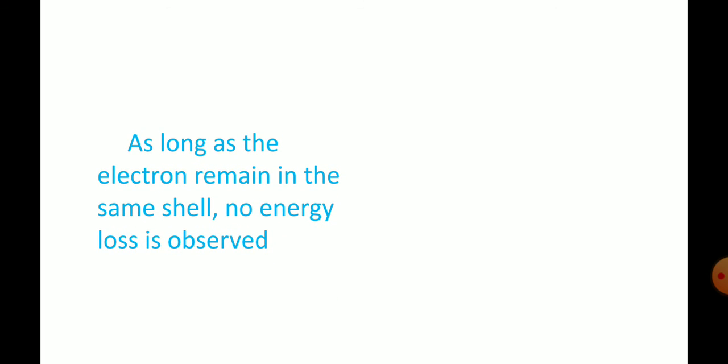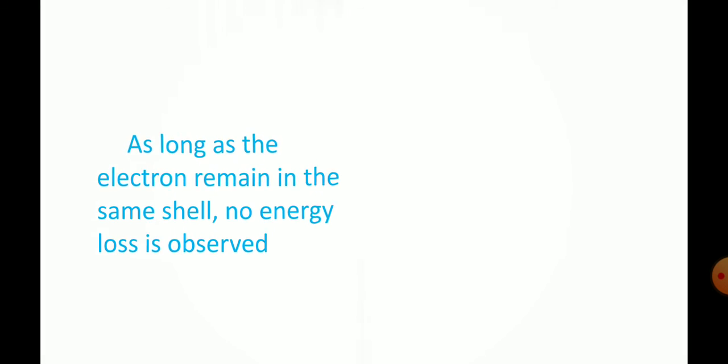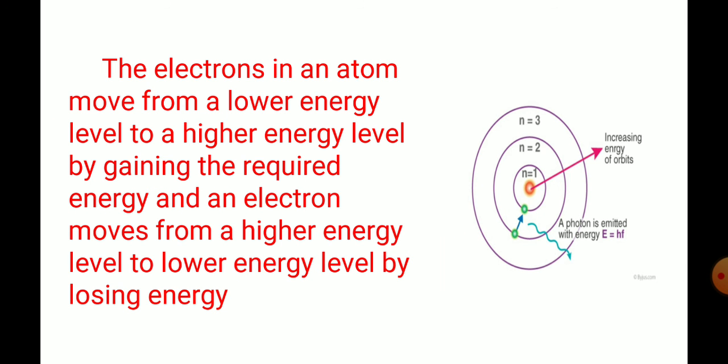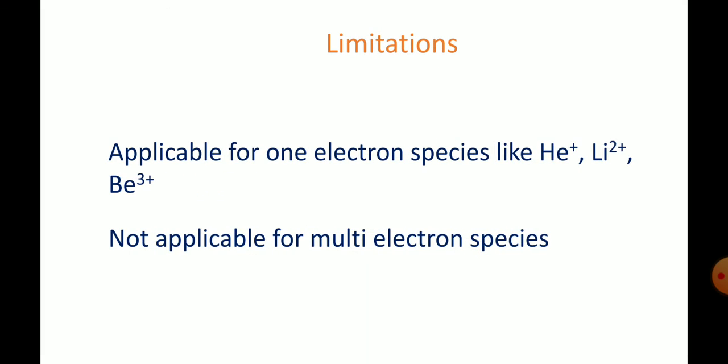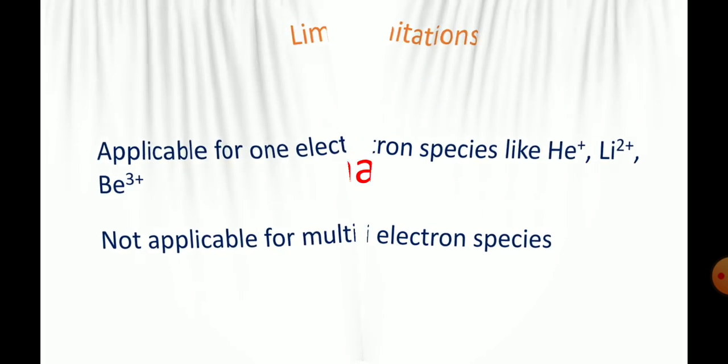Then next we have seen that as long as the electron remains in the same shell, there is no energy loss observed. Then next we have seen that the electron can jump from a lower state to a higher state by absorbing energy, and it can jump from a higher state to a lower state by releasing energy. And the limitations of this model we have seen: it is applicable only for one-electron systems, and it is not applicable for multi-electron systems. Students, this is a very important concept, so please pay attention and have a clear understanding. Thank you.